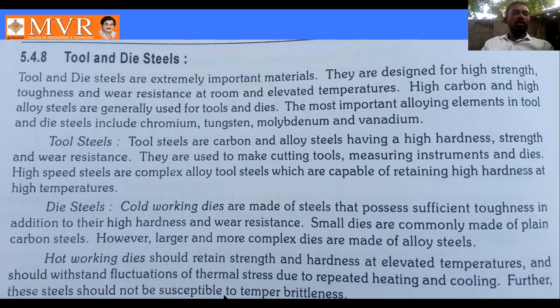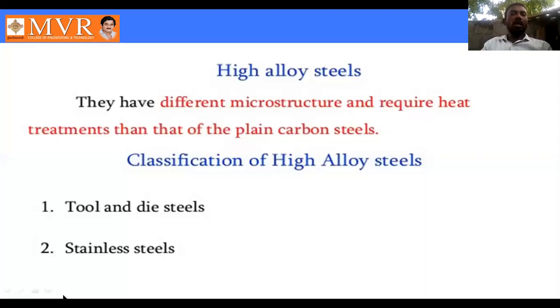So these steels should not be susceptible to temperature and brittleness. These are the hot working dies and cold working dies. So this is the introduction to tool and die steels. Tool and die steel is one of the classifications of high alloy steel.